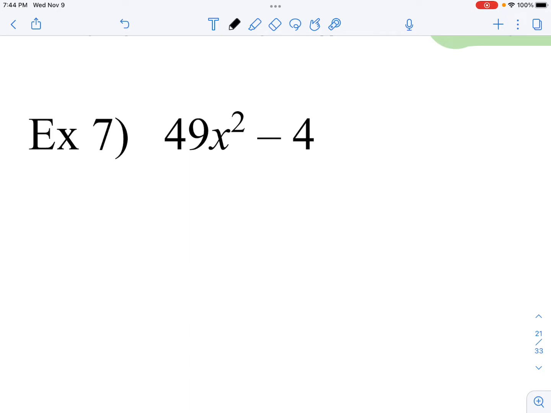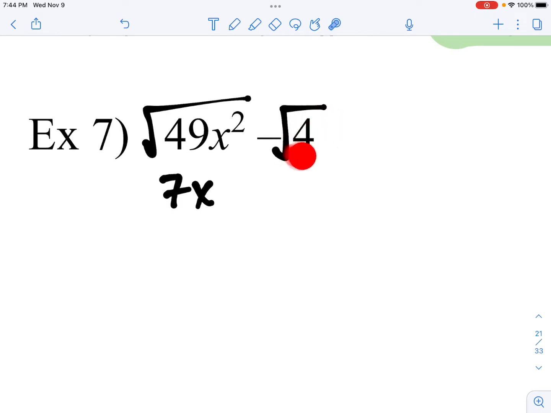First, you have to unsquare them, or square root, if you will. We're going to square root both of these numbers. When you square root 49, you get 7. When you square root x squared, you just get x. So you're unsquaring the numbers, right? And then what about this one? When you unsquare 4, you get 2.